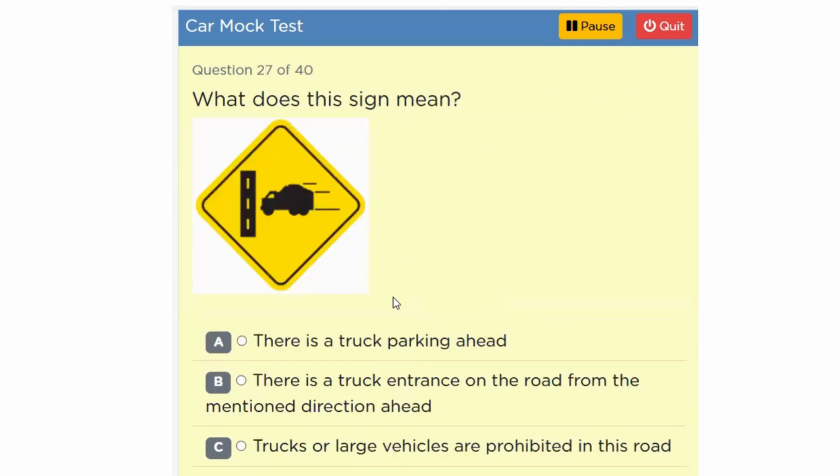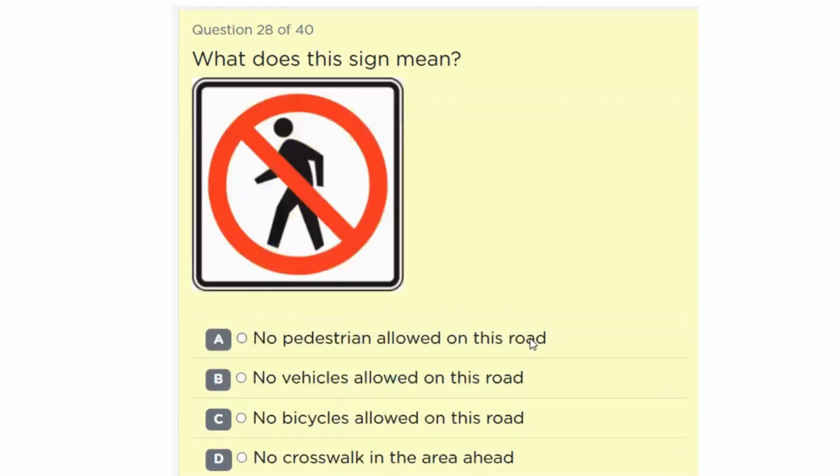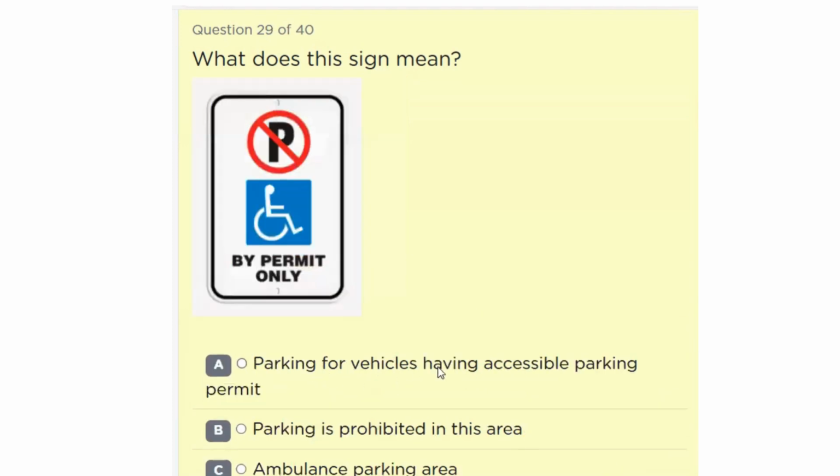What does this mean? It's not parking. Truck entrance from the mentioned direction. Okay. No pedestrians allowed on this road. It's about the pedestrian because you see the person is walking. Parking for vehicles having accessible parking permit. Because you see permit only and otherwise there is no parking.